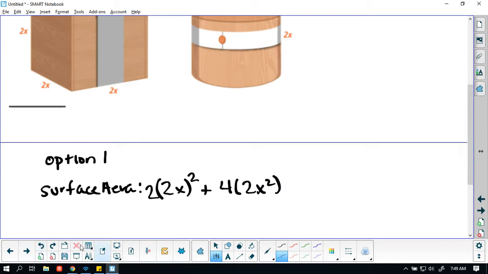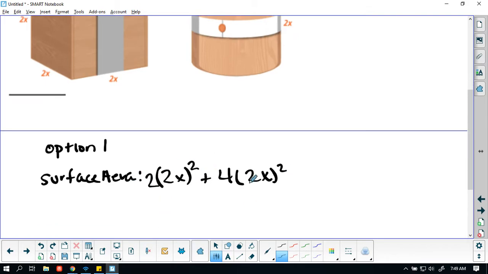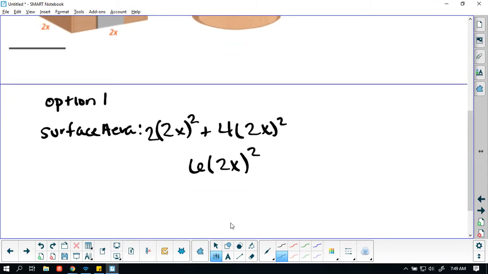Plus 4 times 2x squared. Same coefficient here, so I could combine those to be 6 times 2x squared. All right, and then we have the volume. The volume of this is going to be base times height times width, which is going to be 2x cubed.